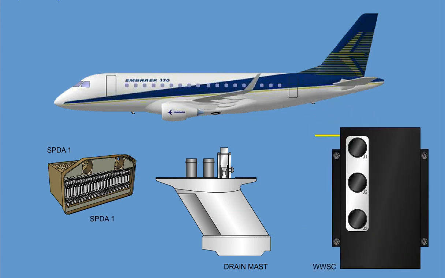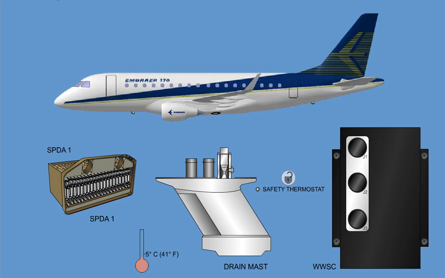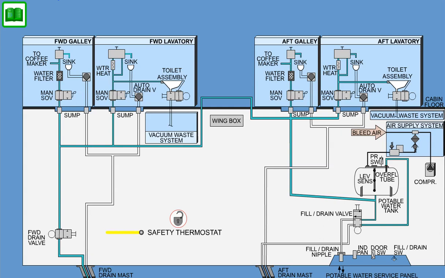The WWSC temperature control circuit will enable or disable the SPDA to provide power to the drain mast heater to maintain a temperature of 71 degrees Celsius, 160 Fahrenheit, at the sensor inside the copper base. A safety thermostat is embedded in the drain mast to inhibit draining through the forward drain valve in case of the drain mast heater failure. The safety thermostat is set to open when the drain mast temperature falls below 5 degrees Celsius, 41 Fahrenheit. This opens the power supply circuit to the forward drain valve and prevents draining of potable water.